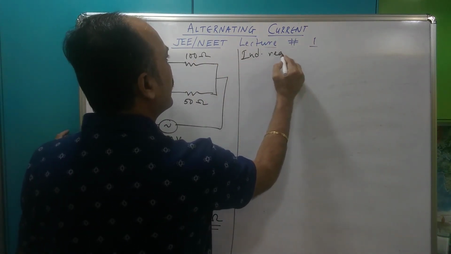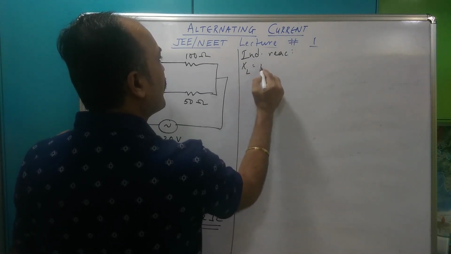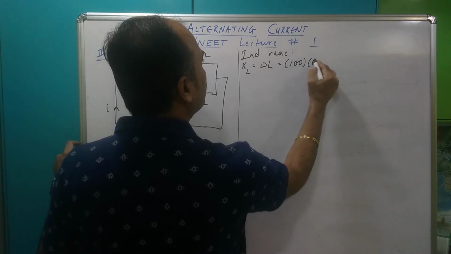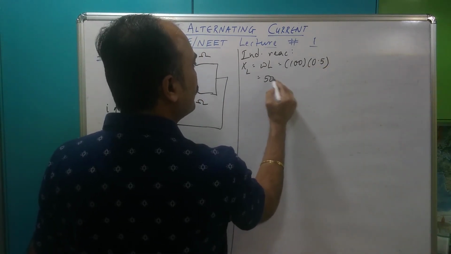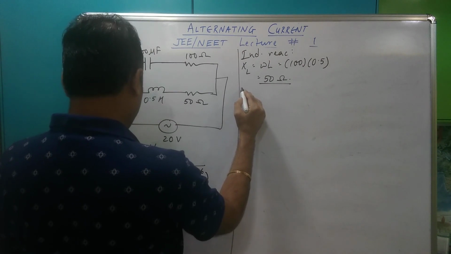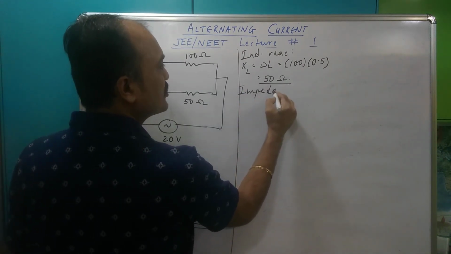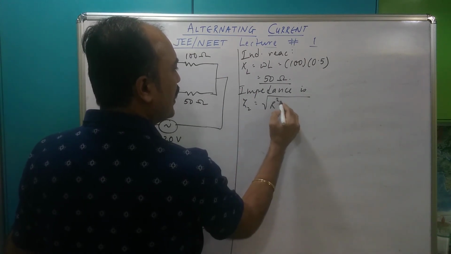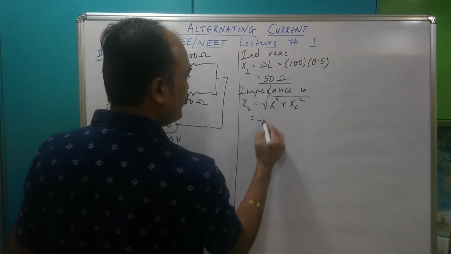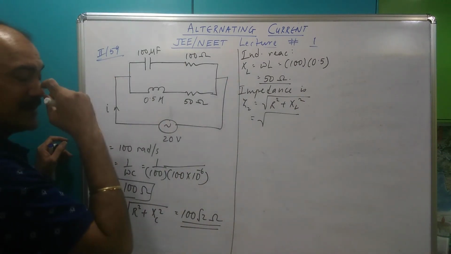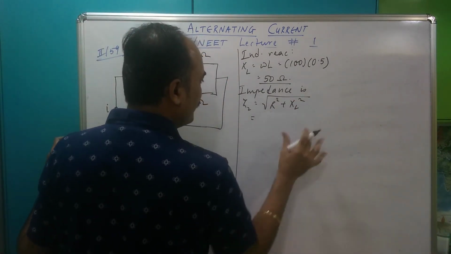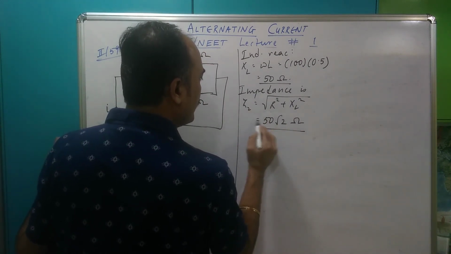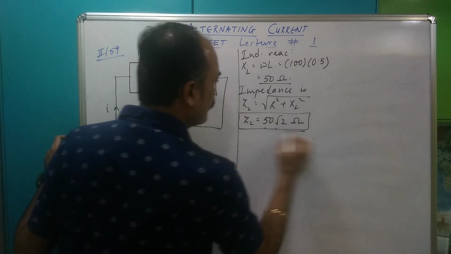Inductive reactance XL is omega L. Omega is how much? 100. And this is 0.5. So this is 50 ohm. Again they are coming to my rescue. So the impedance of the second branch, the lower branch, Z2, I'll call it, root of R square plus XL square. 50 square plus 50 square, 50 root 2. So I have both Z1 and Z2.